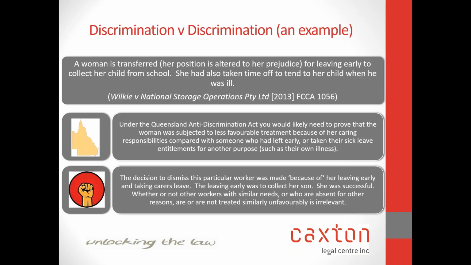That's really hard to prove, that if she'd gone home to do something else, that they wouldn't have treated her in this way. Under the Fair Work Act, this decision said the decision was made to dismiss this worker because of leaving early and taking carer's leave. Her leaving early was to collect her son, so she was successful in this matter. So whether or not workers with other similar needs, or people absent for other reasons, are treated similarly unfavourably, or whether they would have been permitted to do that, is not relevant. So you can see that quite often in workplace discrimination matters, the comparative exercise is really hard. It's hard for all types of discrimination, and the different test here is much easier to work with.